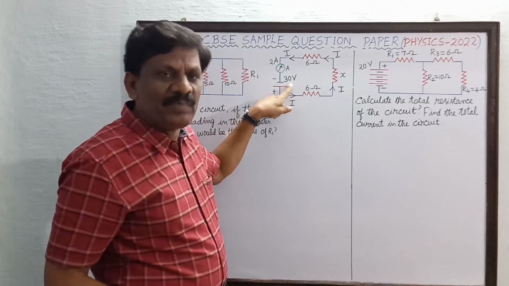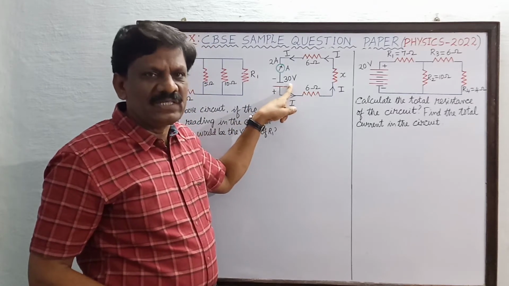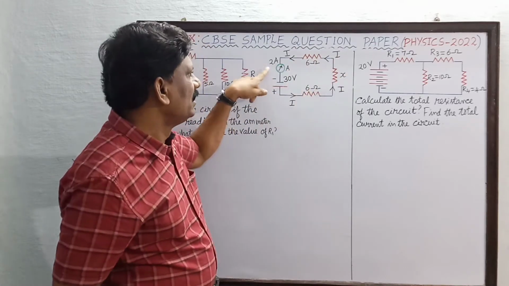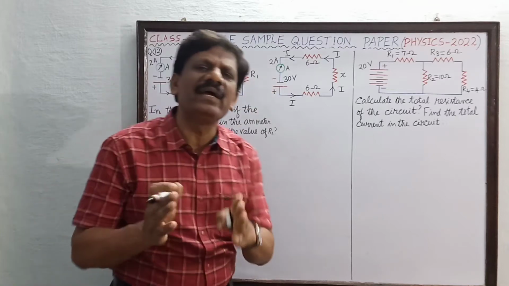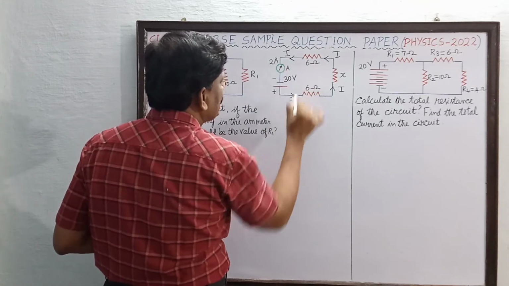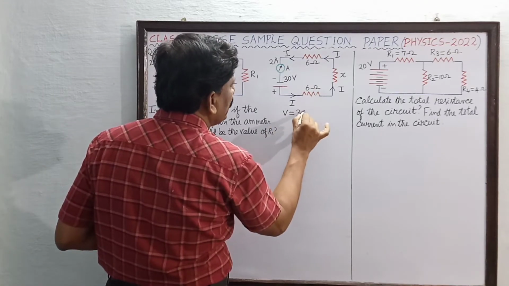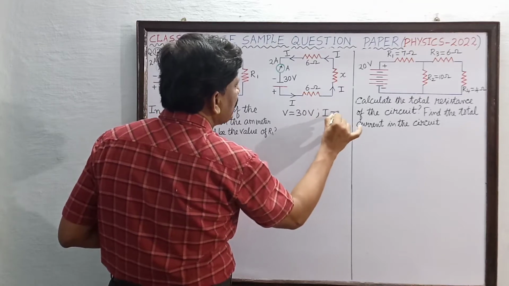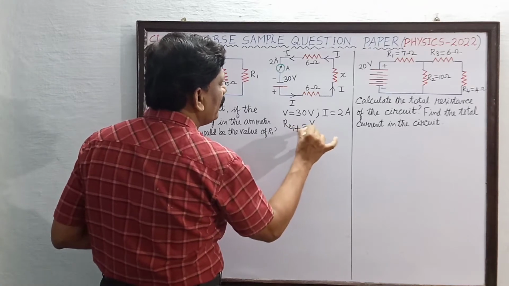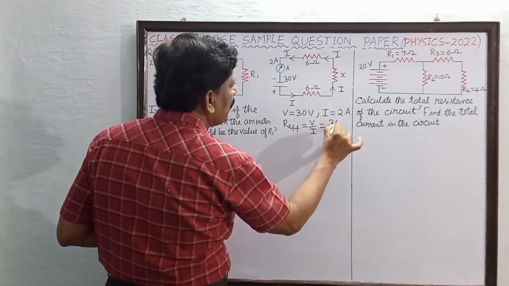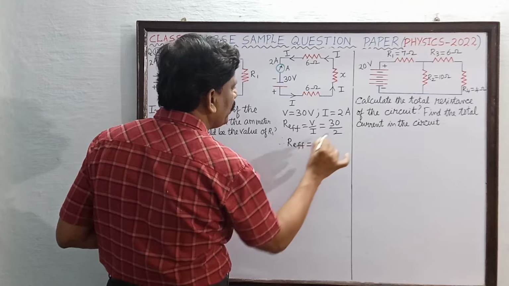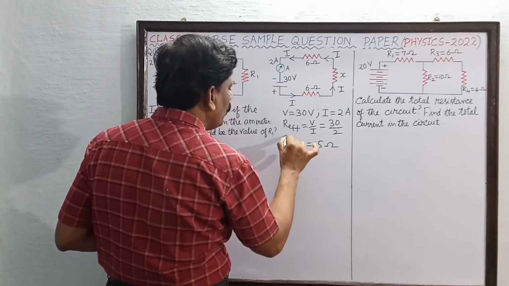What is the applied potential difference? 30 volt, is it not? Then what is the current flowing in the circuit, the effective or net current? That is 2 ampere. That is a clue they have given. So the potential difference, I can write V is equal to 30 volt and I is equal to 2 ampere. So R effective, the effective resistance, is equal to V by I. This is equal to 30 divided by 2. Therefore the effective resistance R effective is equal to 15 ohm.